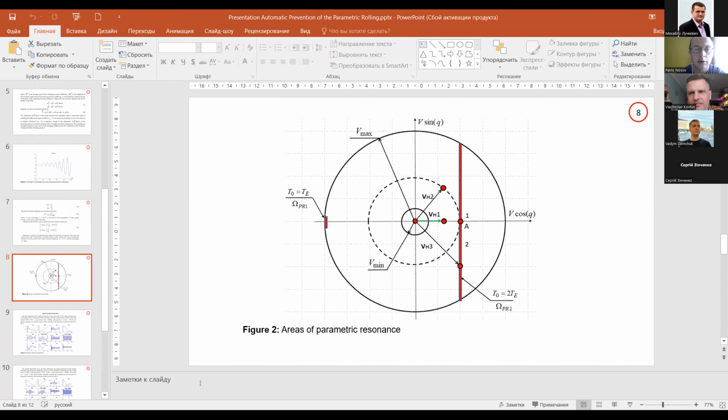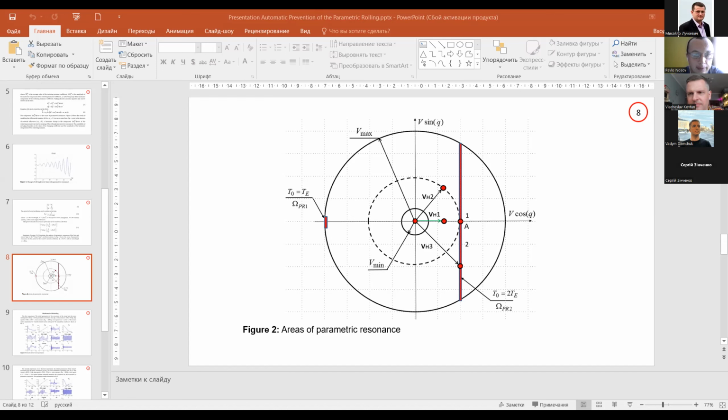Okay, thank you. On this slide, you displayed a certain area in which the parametric resonance activation zone is observed. Why are the right and left red vertical lines not symmetrical? And why are they removed from the center at different distances?